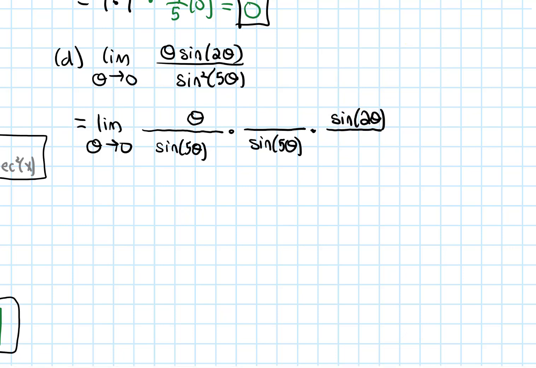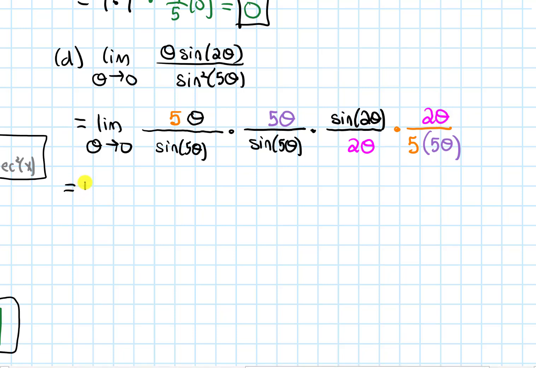And now let's use our same multiply the top and the bottom by the same thing trick. For the first fraction, it would be really nice to have a 5 up here so that the angle on top matches the angle on the bottom. But if I put a 5 on the top, I got to put a 5 on the bottom. So let's put that here at the end. For the next fraction, I'd like to have a 5 theta on the top. So I balance that by putting a 5 theta on the bottom. And then for the third fraction, I'd like to have a 2 theta on the bottom. So I'm going to balance that by putting a 2 theta on the top.